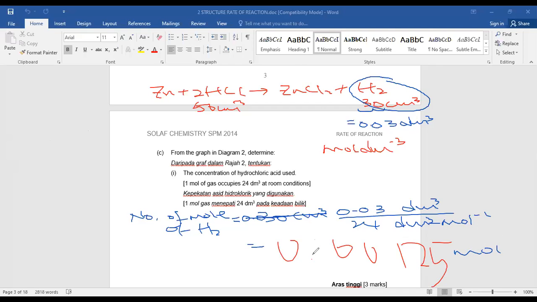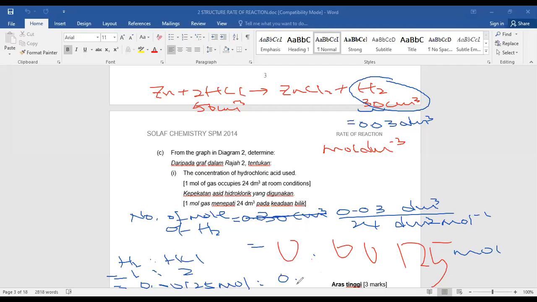When we are having 0.00125 mole, can you see the ratio of hydrogen to HCl will be 1:2. So the number of mole of hydrogen that we have calculated just now was this. So how much of HCl? What is the number of mole of HCl? This one you are going to multiply by 2. So what is your answer?